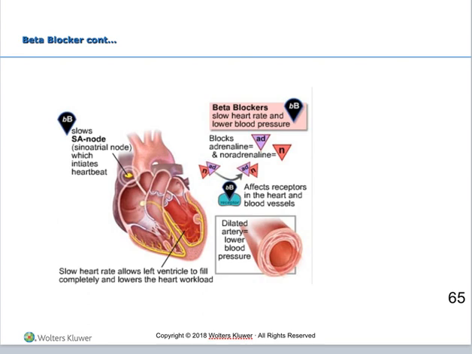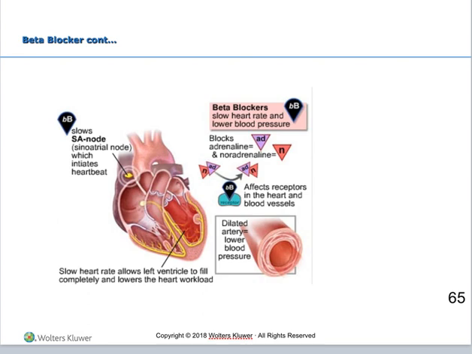Metoprolol, atenolol, labetalol, all of those are cardioselective beta blockers, but they still can carry the potential risk of bronchoconstriction. Propranolol is not cardioselective, so we can't use that in people with COPD or asthma.